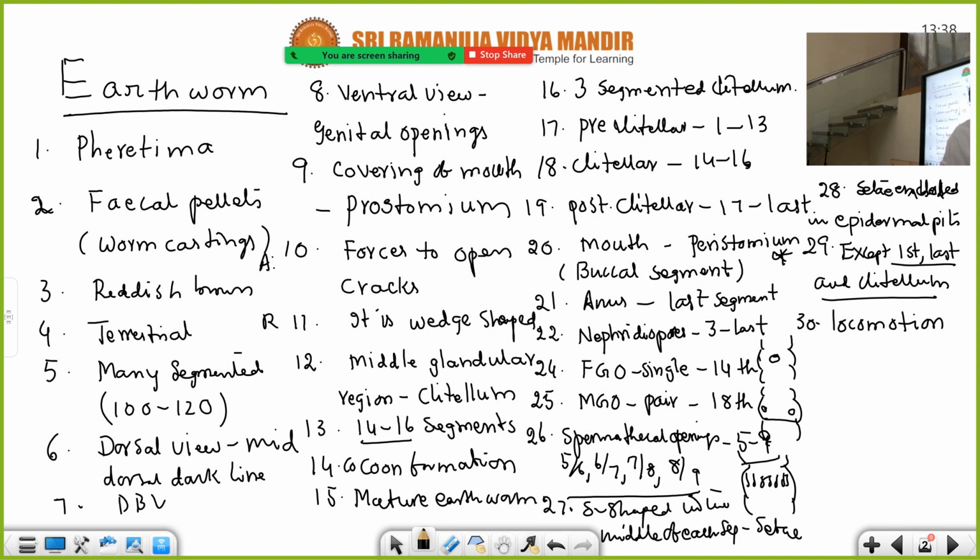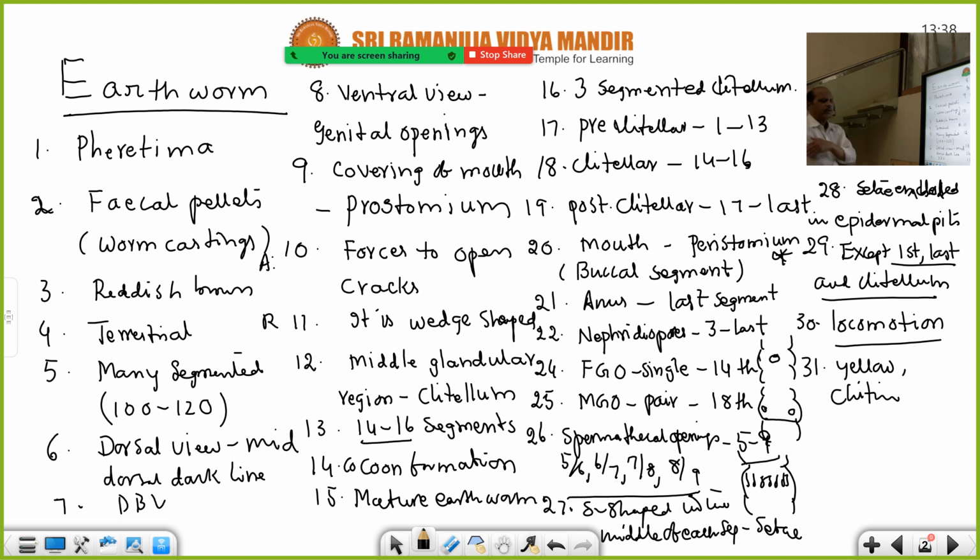So that's why what are the locomotor organs of earthworm? Setae. Locomotor organs of earthworm are setae. These are yellow in color, made up of chitin. Additional point, not necessary. So this is about the external characters of the earthworm. We got some 31 points.